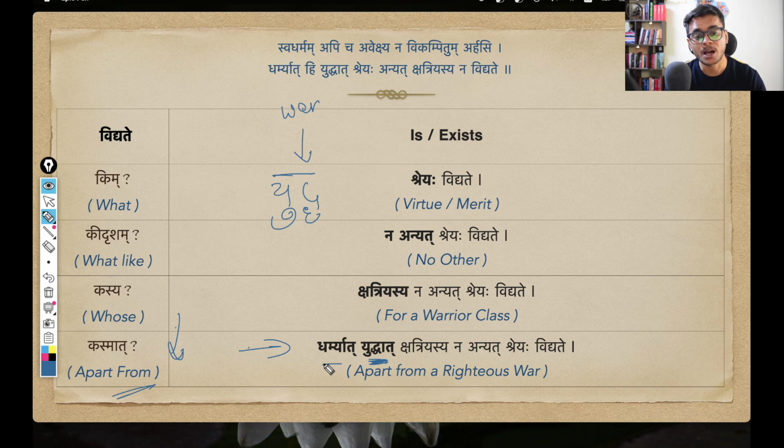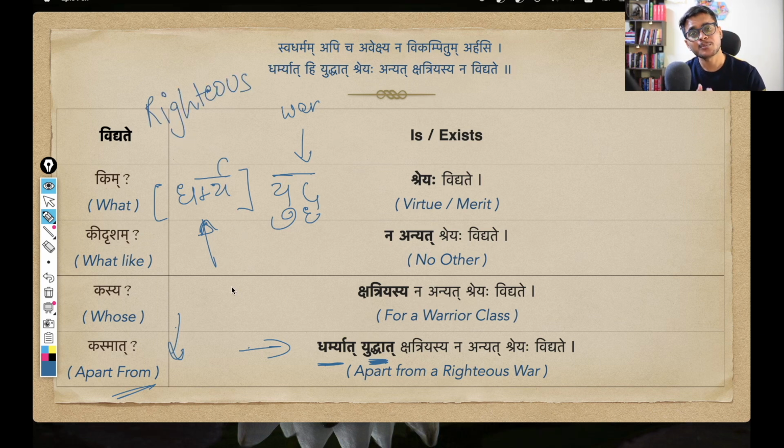Because this dharmyat is equally, or actually more, important to convey the full meaning. And this dharmyat is coming from the Pratipadika dharmya. This dharmya is acting as an adjective to this noun yuddha. And the meaning of this pratipadika dharmya is righteous. Dharmya basically means dharma yukta, something that is abounding in dharma, abounding in righteousness. So any action that is righteous is dharmya.